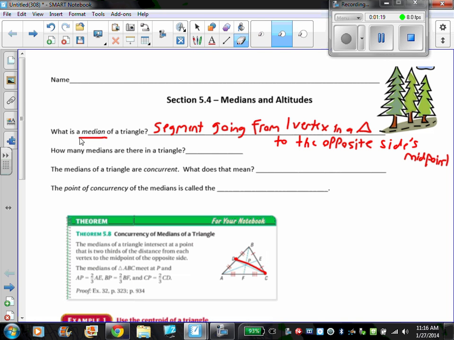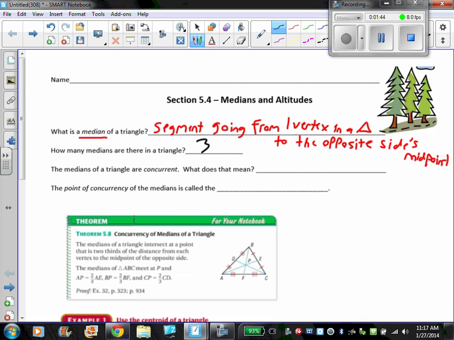And you can see that AB is split in half by D. So, that makes CD a median. And you can also see that since there are three vertices in a triangle, that means that there are three medians that we can make in any given triangle. We start at each vertex, and we go to each opposite side's midpoint, and that's how we make them.